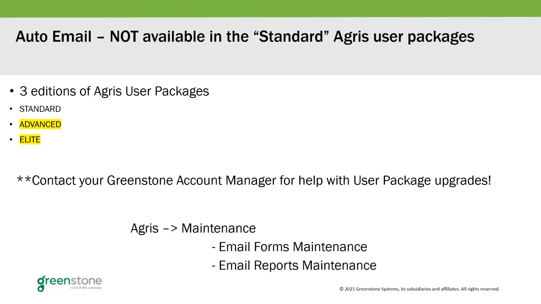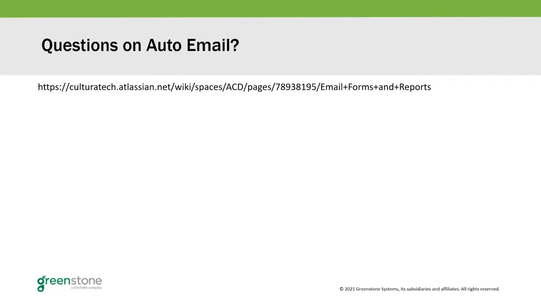And if you want to go into your own AGRIS, you can go into AGRIS and maintenance, and you'll see email forms maintenance and email reports maintenance. And as you click through there, if those are available to you, then you can see exactly how to do it and what needs to be done in order for you to use it. Here's the link to our customer documentation on email forms and reports. This is the main one. There are others. And again, as I mentioned, you'll get a copy of this so you don't need to scribble down this long link.